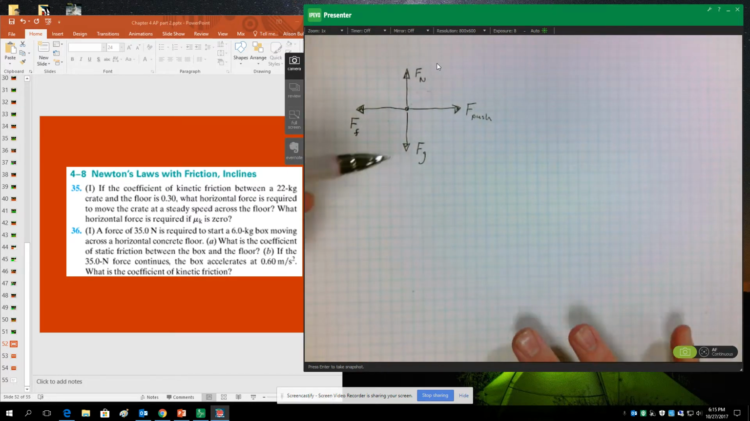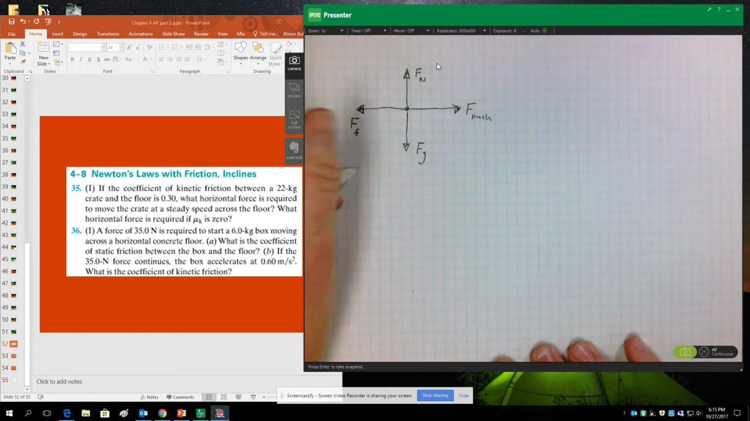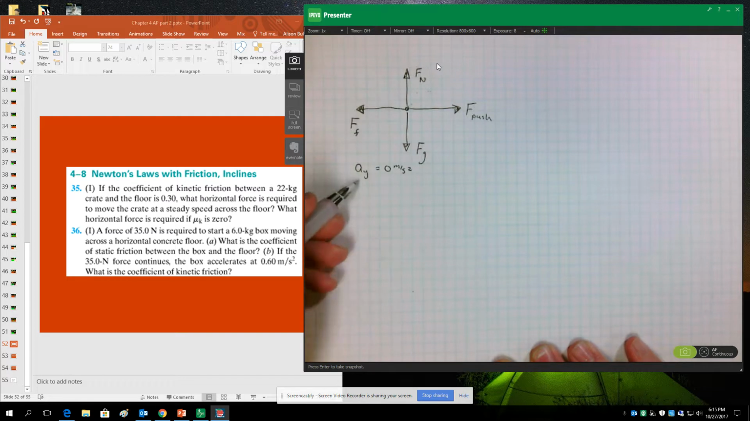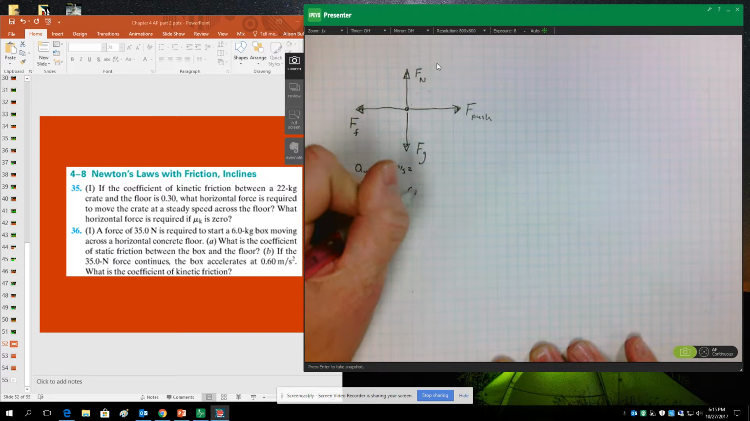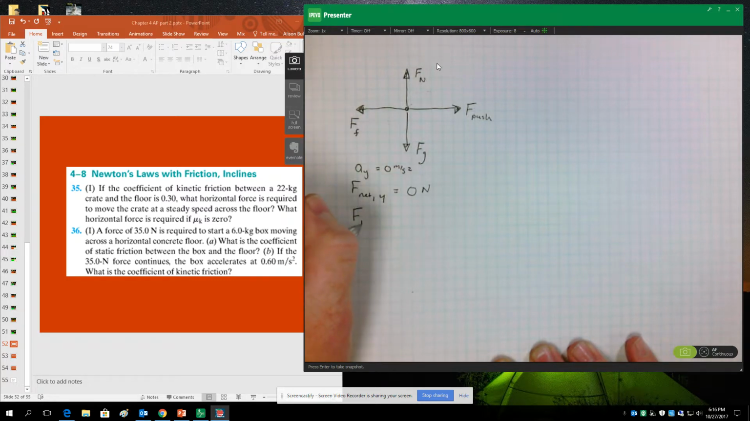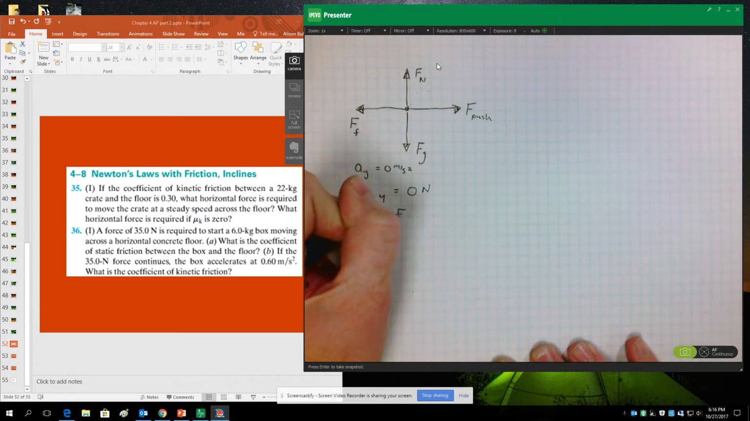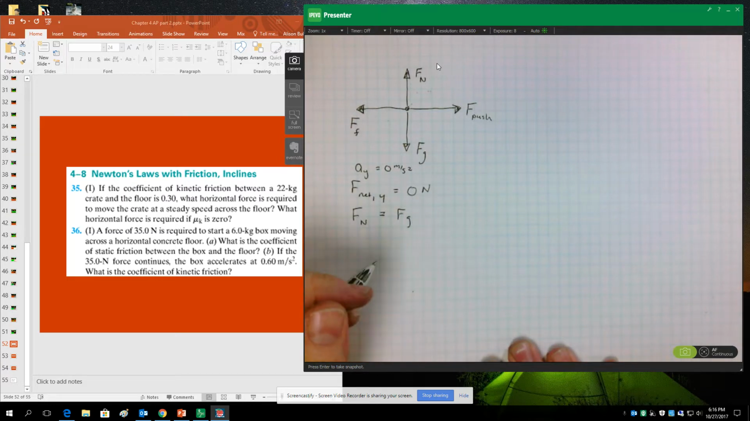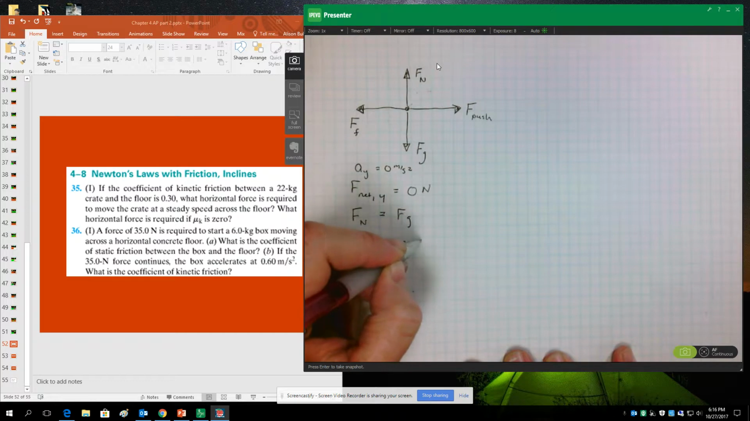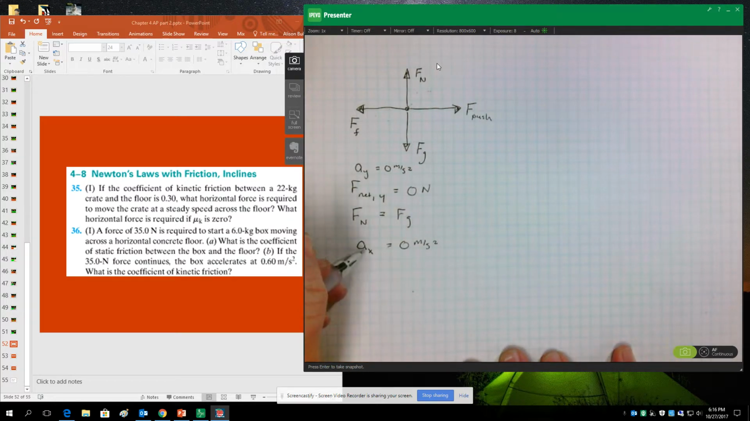So again, I'm expecting it to stay on the floor, so I expect that the acceleration in the y direction is 0. Since the acceleration in the y direction is 0, the net force in the y direction is 0. So the normal force must be equal in magnitude to the pull of gravity. But I've also said that the crate should be moving at constant speed, or steady speed. So that means that the acceleration in the x direction is also 0.